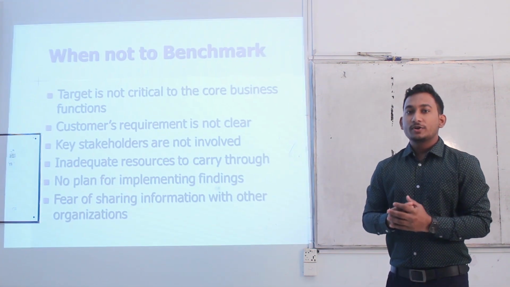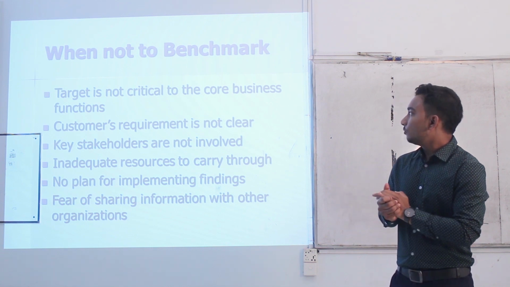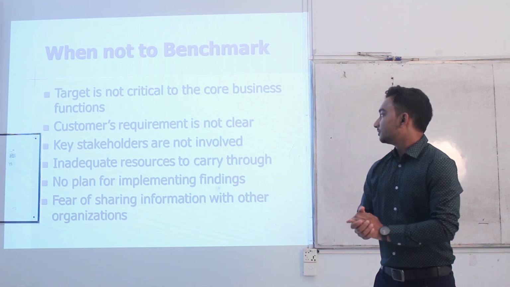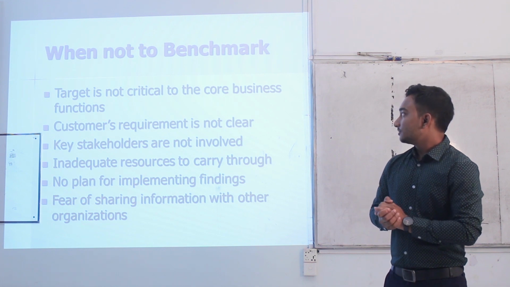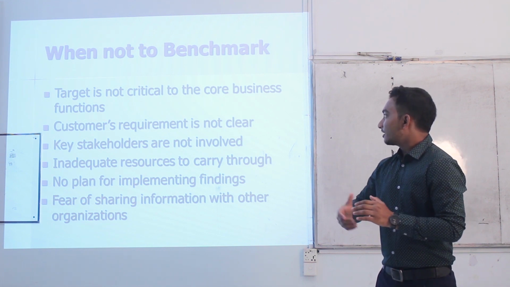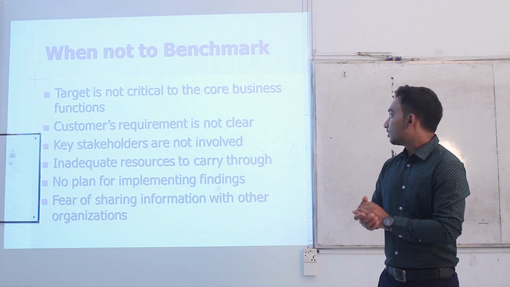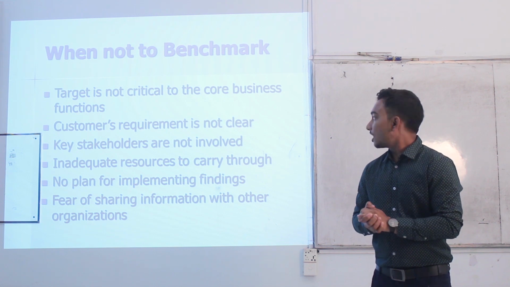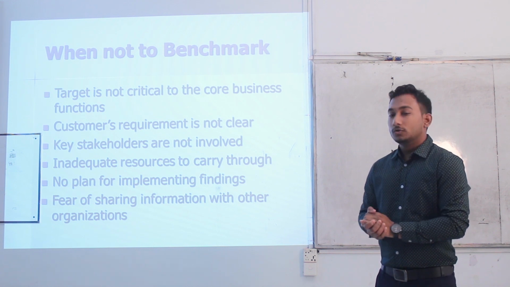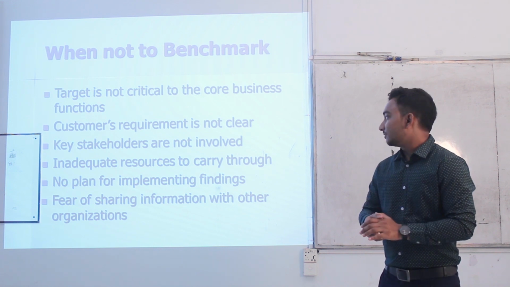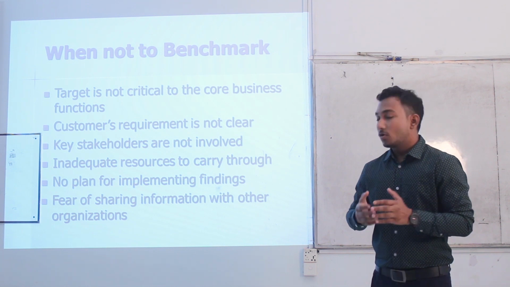In the previous discussion, we have learned about what is benchmarking and types of benchmarking. Now we will learn when not to benchmark. There are several circumstances in which benchmarking is not done. First one is when the target is not critical to the core business functions. Customer requirements are not clear. When key stakeholders are not involved, inadequate resources to carry through, no plan for implementing findings, and the last one is fear of sharing information with other organizations.